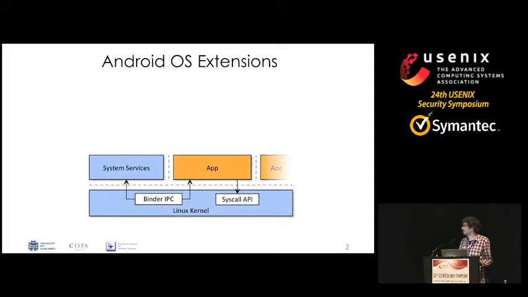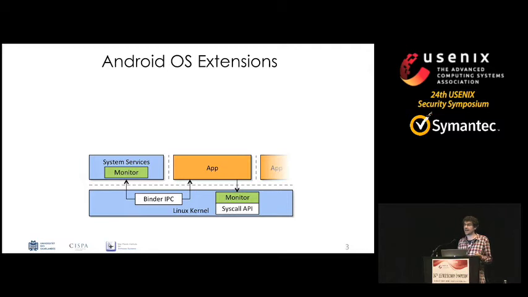So here we have a very simplified view of the Android software stack. We have the Linux kernel on the bottom, the Android middleware, the system services on the left, and a bunch of apps installed in user space. And apps use the binder IPC module to communicate with the system services or other apps, and they issue syscalls to the kernel to communicate with the kernel. And these different entities are separated by boundaries such as the kernel boundary or process boundaries between the processes in user space.